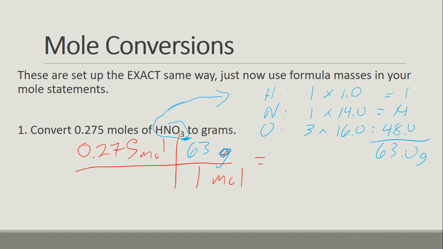0.275 times 63 is 17.3. So that's 17.3 grams when you do that out. So that's how many grams are in 0.275 moles. And it makes sense that it should be less than 63, right? Because we don't even have 1 mole. So it should be less.